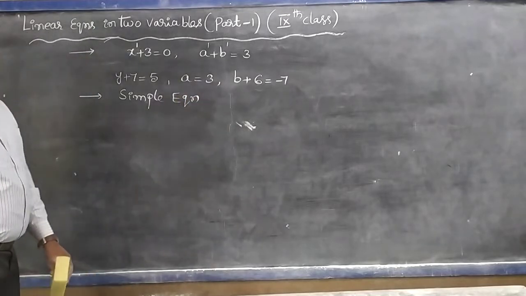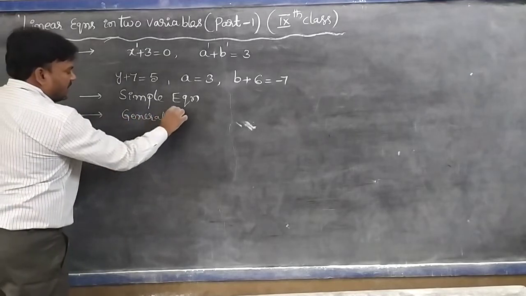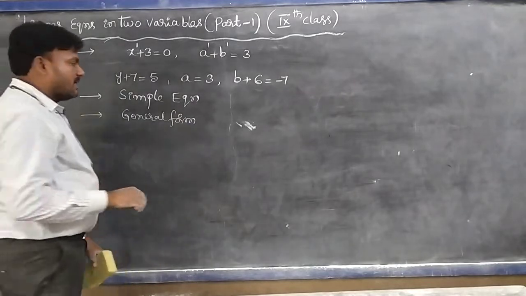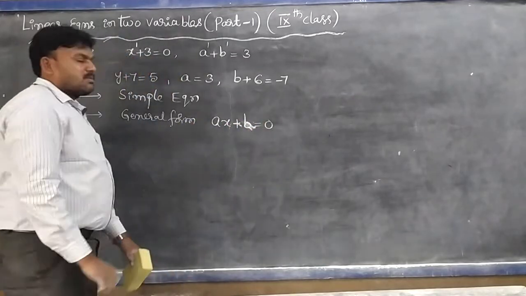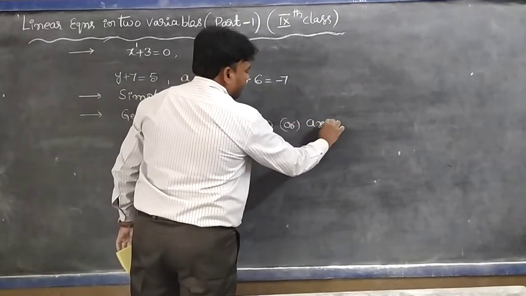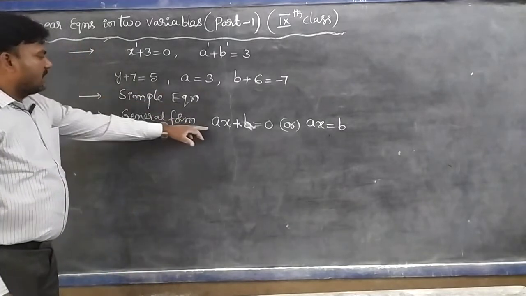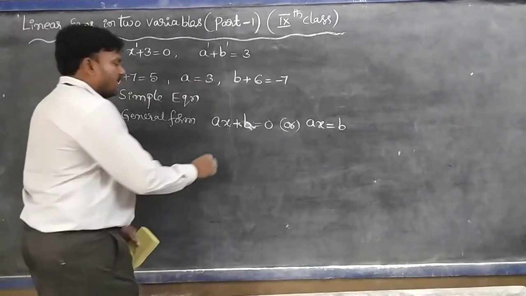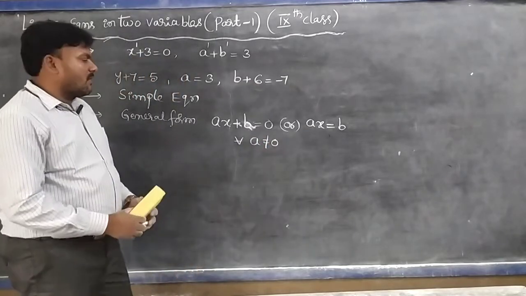Yes, what is the general form of a simple equation? Observe. Already we learned the general form in 8th class, students. What is the general form of a linear equation in one variable? That is ax plus b equal to 0, or ax equal to b. Like this, taken students: ax plus b, and here also a equal to 3, like this. The condition for all is that a is not equal to 0.